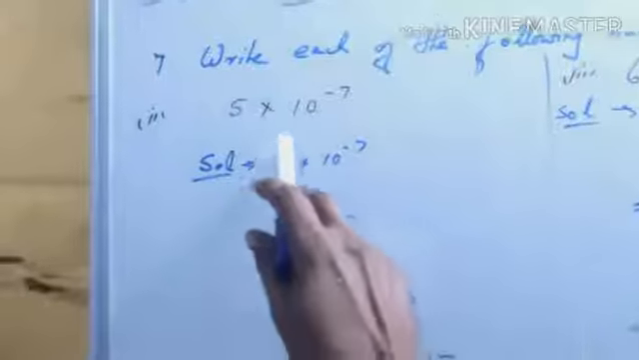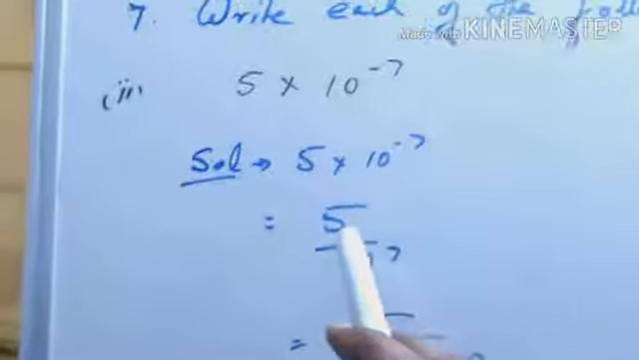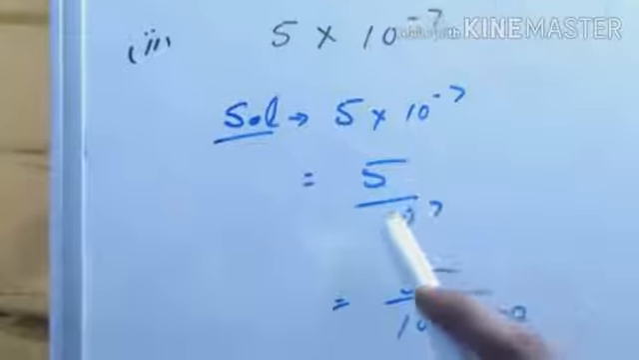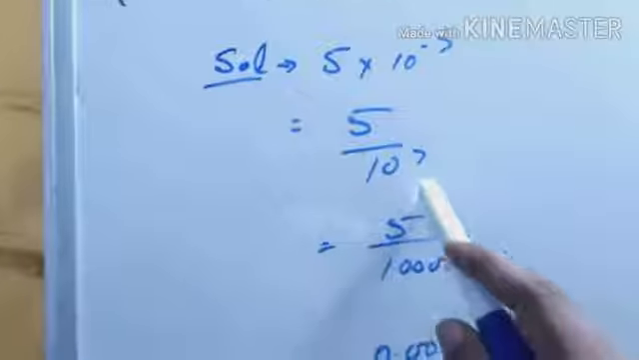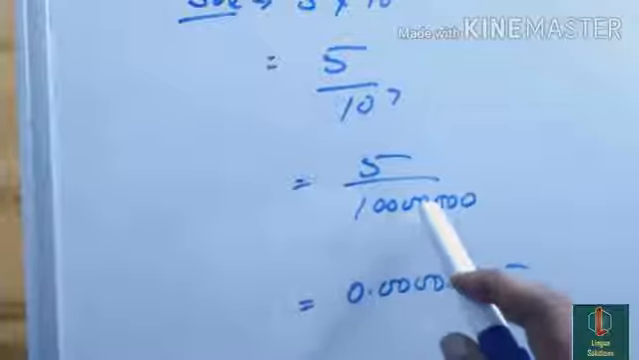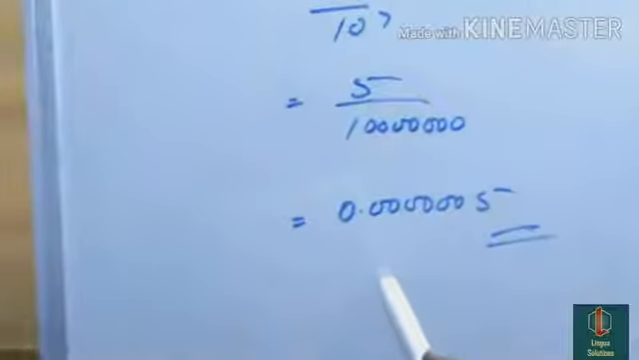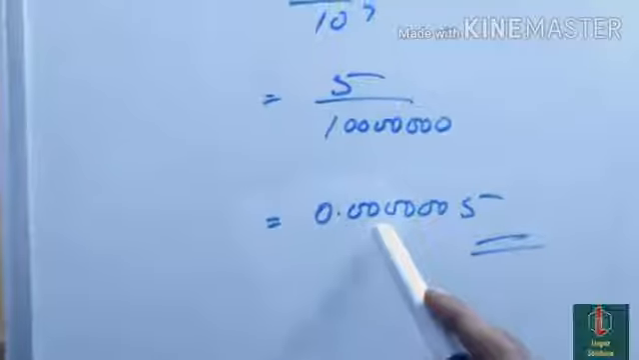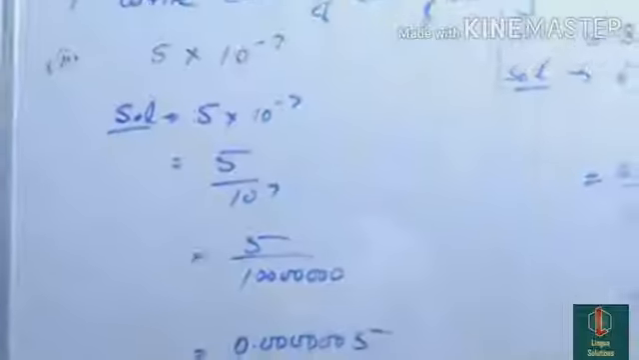Come to next one. Next one is 5 into 10 to the power minus 7. That will be 5 by 10 to the power 7 is equal to 5 by 100000000. It means 10 to the power 7 is equal to 0.0000005. This is the answer.